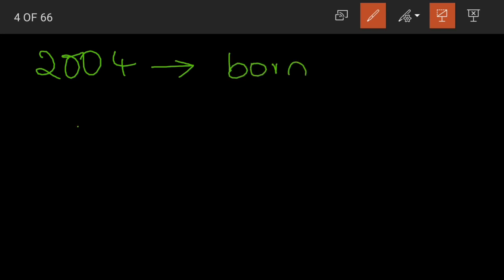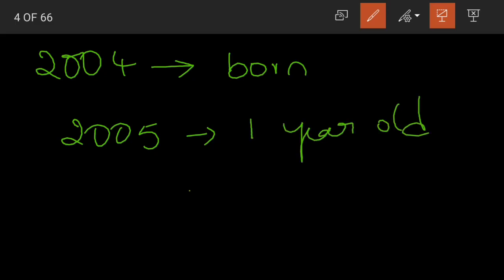See, in 2004 he was born. Okay. Say I was born in 2004. Now in the next year 2005, how much will be my age? I will be 1 year old. Yes. Now how did I get this? 2004 plus 1. 1 year is added here.